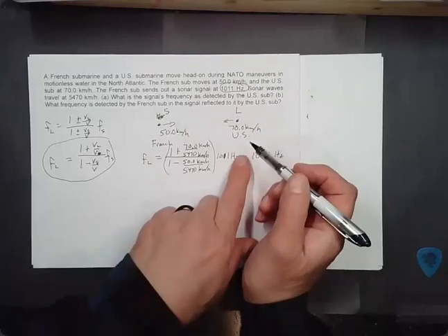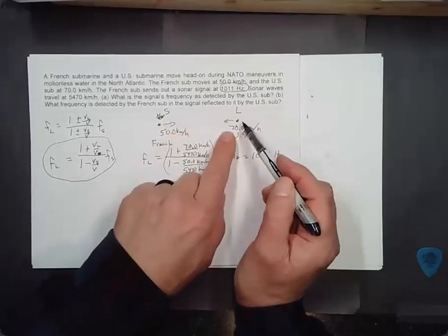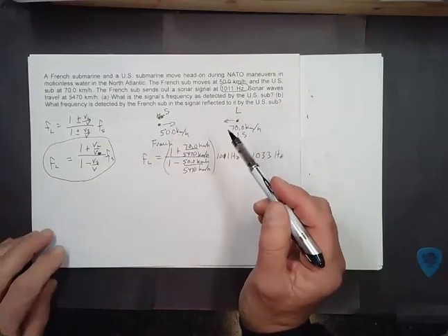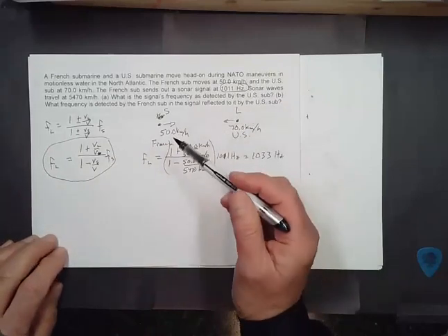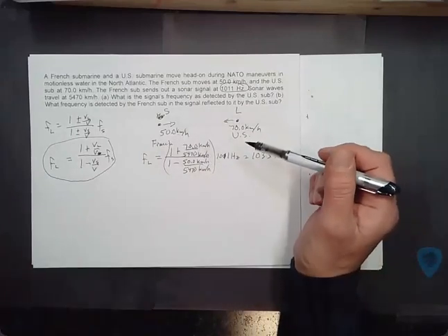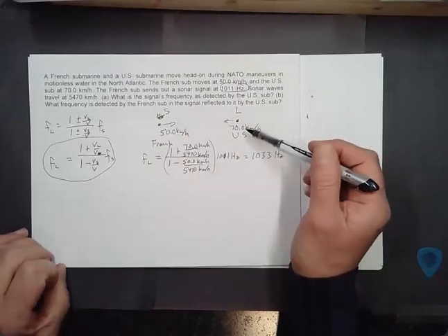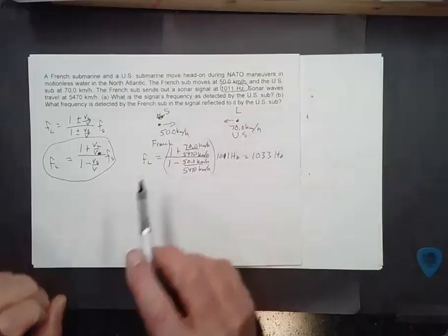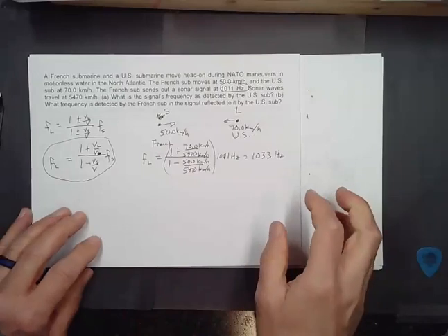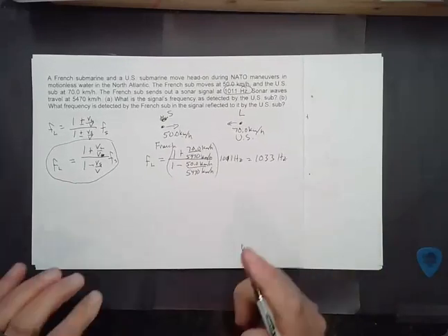However, the whole point of this is the French sub would send a signal out to the US sub, which would bounce off the US sub, and they'd listen for the echo. And knowing their own speed and the frequency of the echo that comes back, they could figure out how fast the US sub is moving away. And if they just sent out a single ping, they could also determine how far away the US sub is from the round trip time.